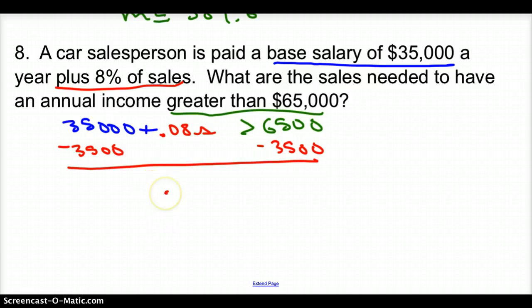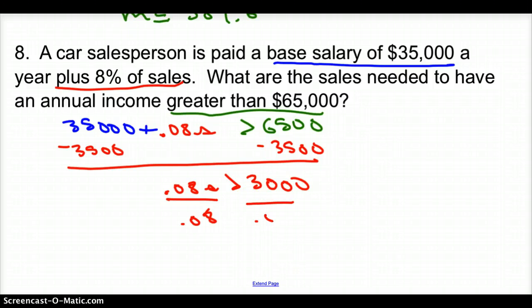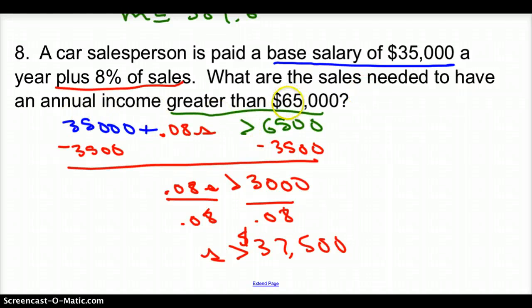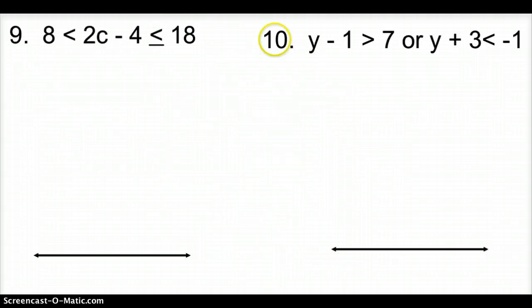Bring down everything you didn't use, 0.08. S is greater than 3,000. Divide by 0.08. Divide by 0.08. So now S is greater than 37,500. We're talking about money, so we add a dollar sign. And so the sales needed to have an annual income greater than 65,000. The salesperson needed to sell more than $37,500. 3 more examples here.